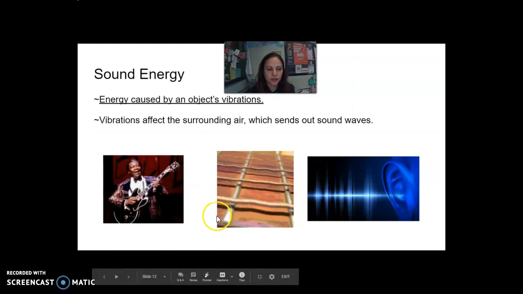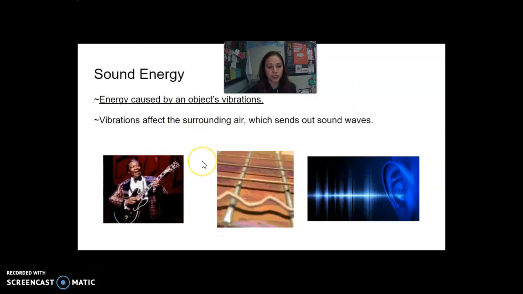Sound energy, simply energy caused by an object's vibration. So I have a guitar great here. His name is B.B. King. He strums the guitar. The vibrations that you can see in the middle GIF here affect the surrounding air, which sends out sound waves. Once it hits our eardrum, that's how we end up actually hearing those sound waves. And then our brain processes it as well. Definitely sort of a transfer of energy here.